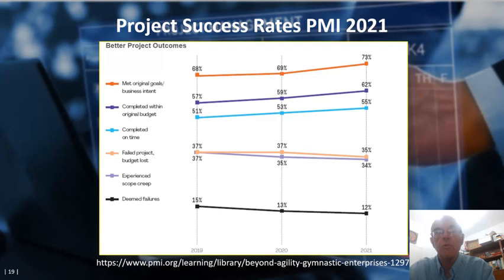According to the 2021 Pulse of the Profession, only 73% of projects meet original goals. Only 62% are completed within the original budget, and only 55% are completed on time.